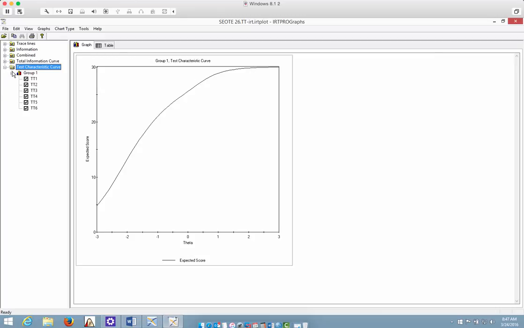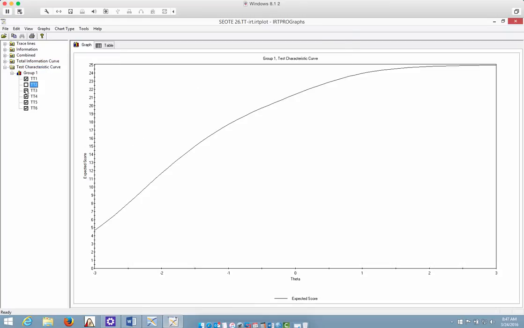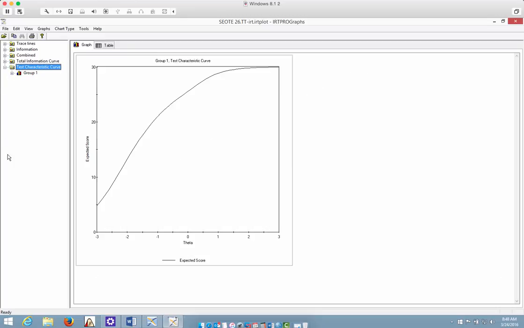And so we can also remove items and see how that affects our estimate of expected score. So there are many things that these IRTPro graphs provide for us, and in particular they are very helpful in helping us to visualize the parameter estimates and the other results that are provided in the IRTPro output.